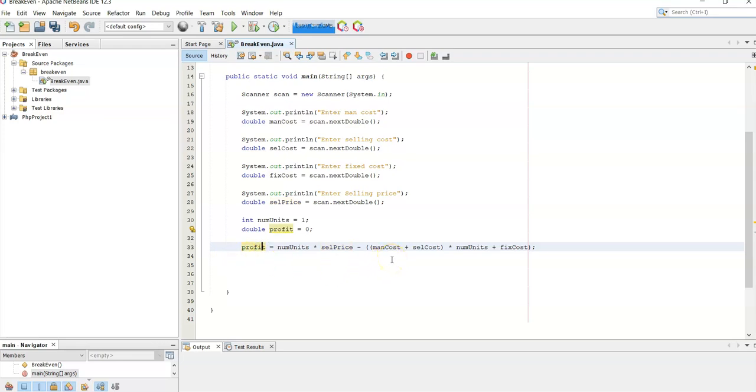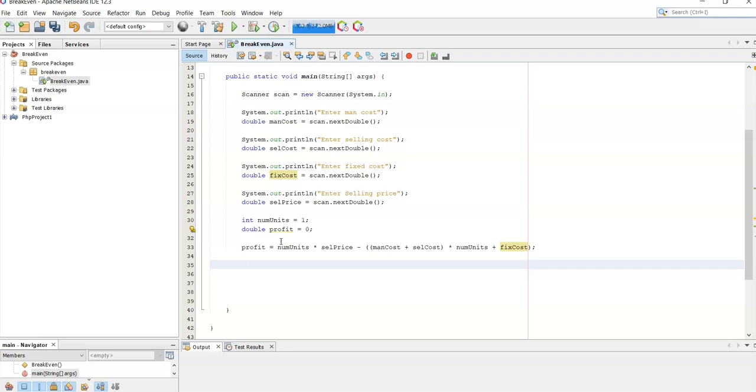How did I calculate the cost? So manufacturing cost and selling cost multiply number of units means here there is variable cost, plus fixed cost. Why? Because fixed cost does not depend on how many units we produce. It's always the same. So that's why it is not multiplied here. That's why we add it to the variable cost. Okay, so this is the formula. Now, okay, this is the profit.